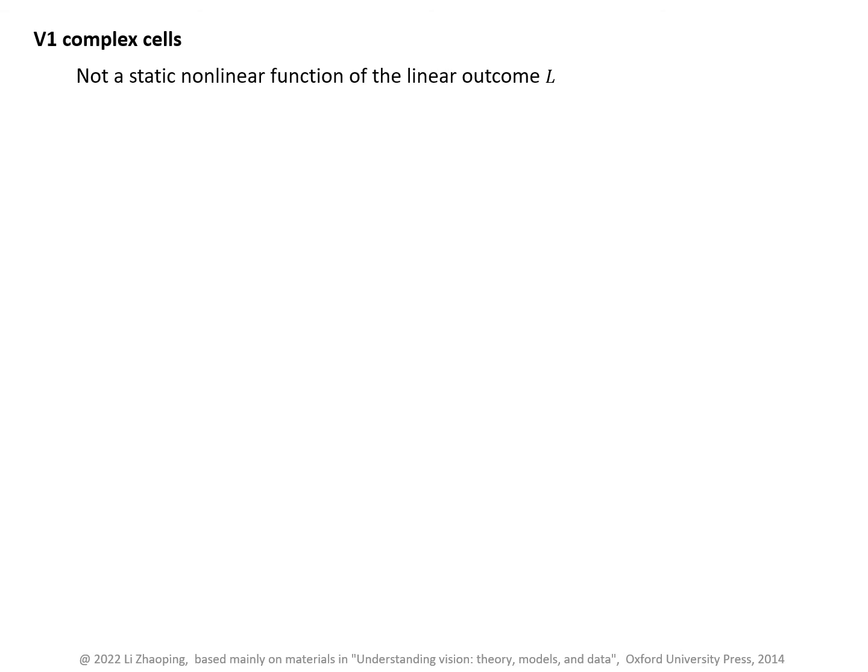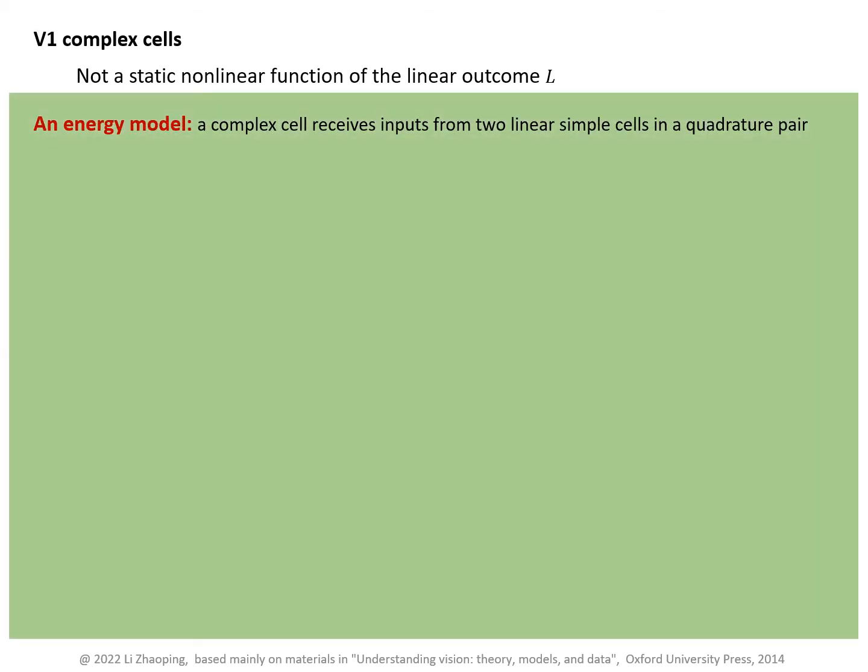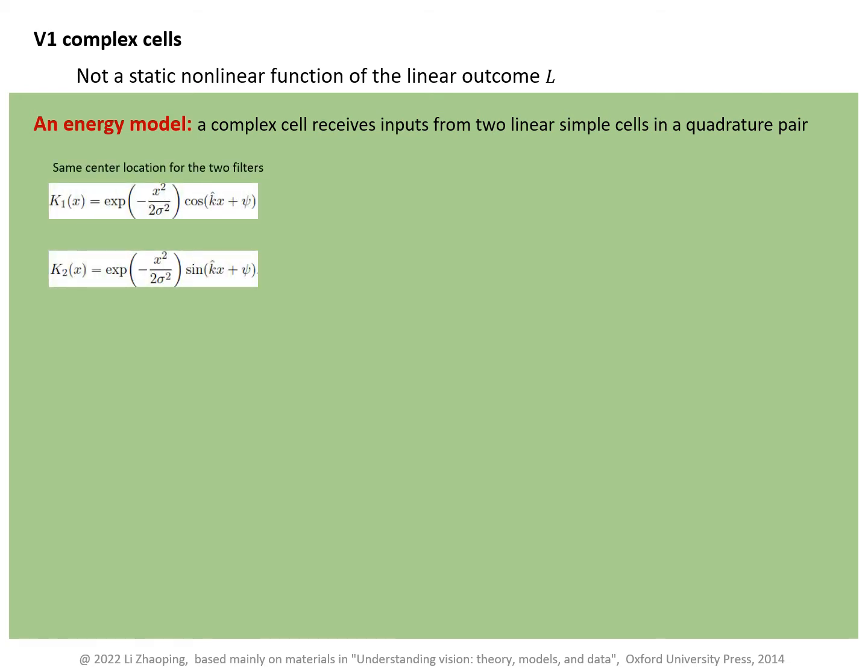A complex cell is not well described by a static nonlinear function of the linear outcome L. An energy model is often adequate to describe it as receiving inputs from a pair of two simple cells. Now let's focus on space for simplicity. These are the Gabor filters K1 and K2 for the two simple cells. They are such that they have a 90-degree phase difference. So here one is written as a cosine, the other as a sine function with phase psi. For example, when this phase psi equals 0, one is a bar detector preferring a white bar and the other is an edge detector.